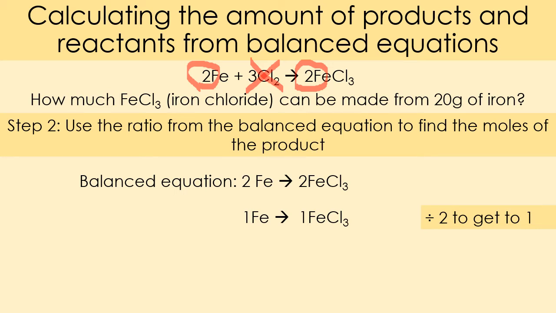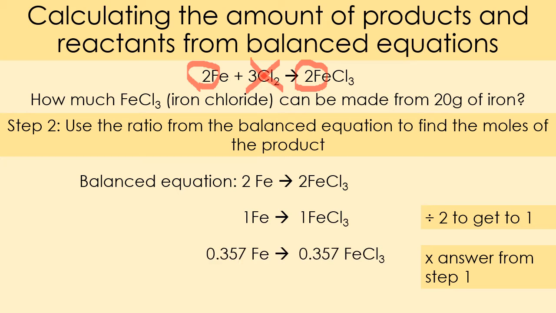We now need to get our iron to the right number of moles, which was 0.357. We've got 1. To get it to 0.357, we're going to multiply it by 0.357. So each stage we divide it by itself and then times it by the number of moles. In this case, we're timesing it by our answer from step 1, which was 0.357. Very fortunately, they are both 1, so our answer is going to be 0.357 on both sides. And this is our number of moles of iron chloride that we've made.